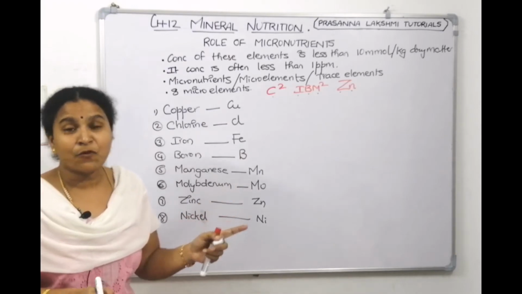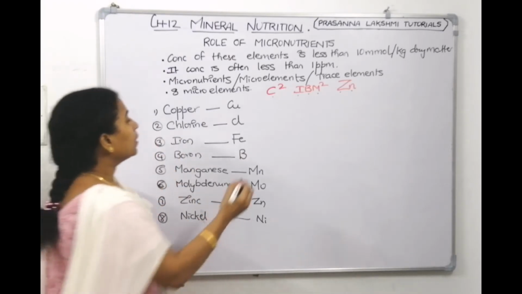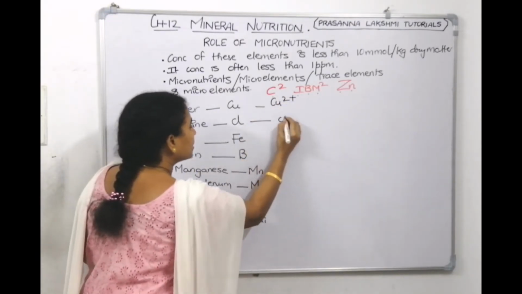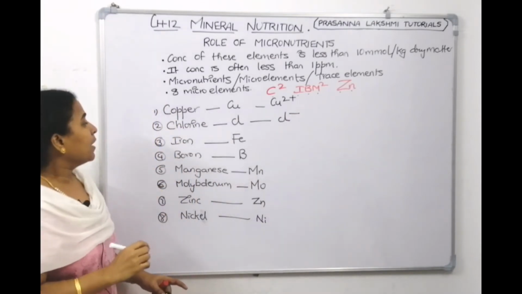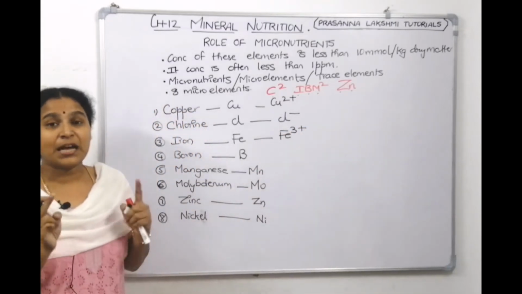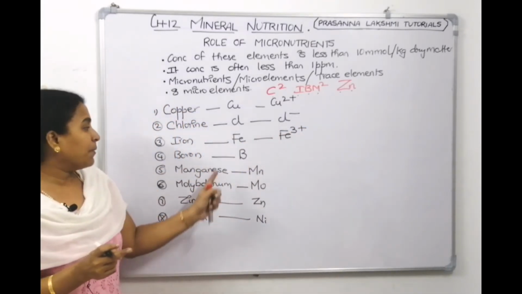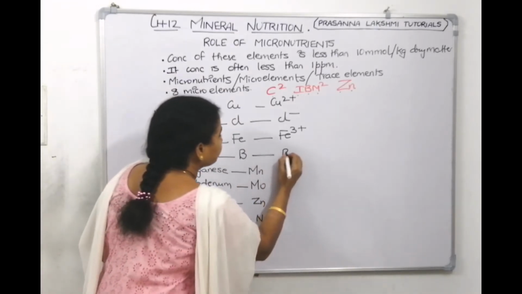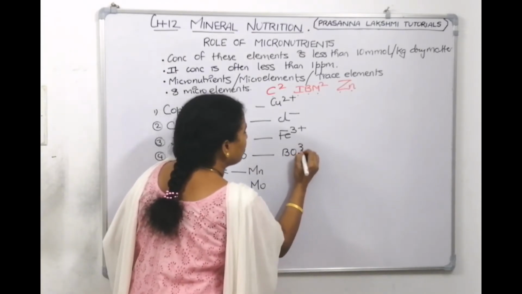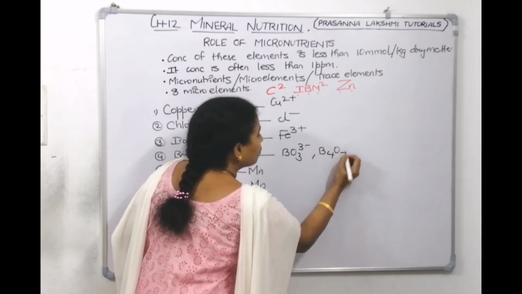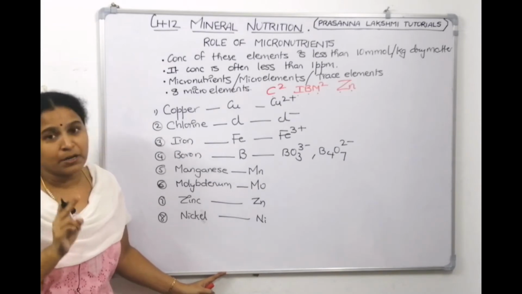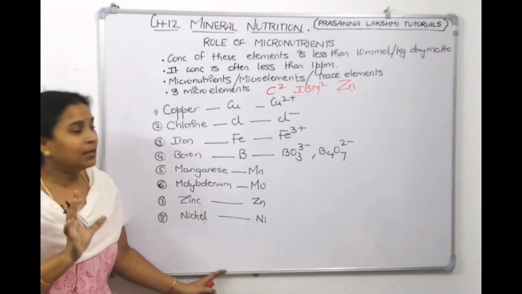Now what are their ionic forms which are absorbed by the plant? Copper is absorbed as Cu2+, the cationic form. Chlorine is absorbed in anionic form, as chloride. Iron is mainly absorbed as the ferric ion, Fe3+. Boron is absorbed as BO3 3-, or B4O7 2-. In this ionic form, boron is absorbed by the plant.